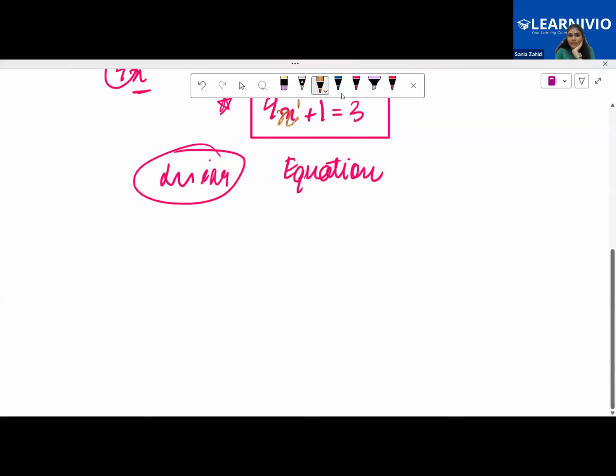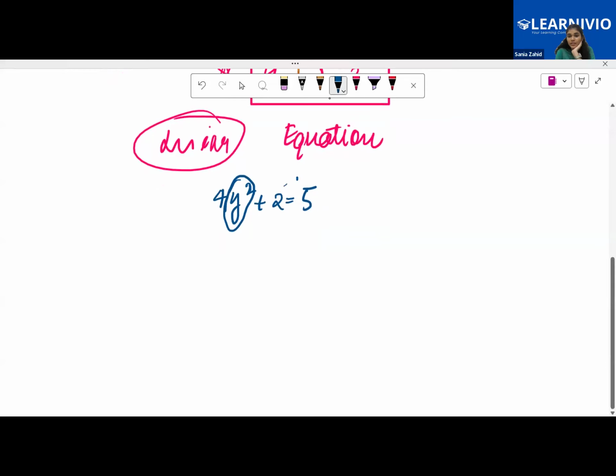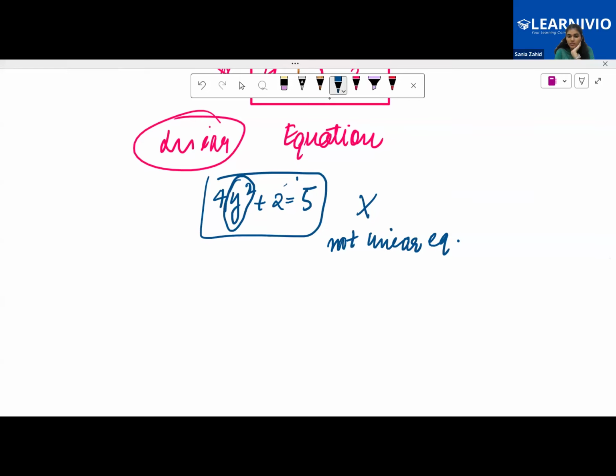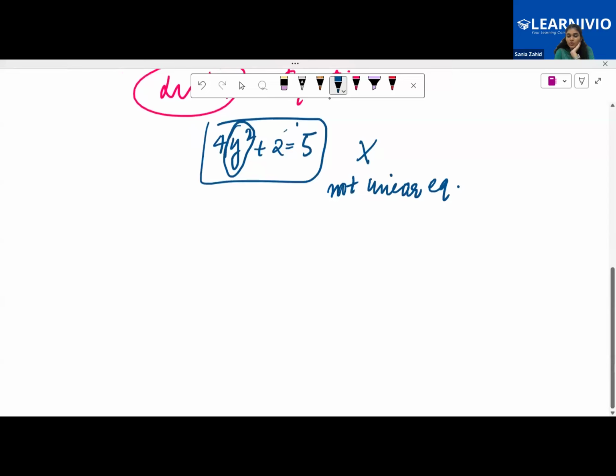Now, if I write another equation, 4y square plus 2 is 5. What is the variable? Y square is the variable. What is the power of y? The power of y is 2, which is more than 1. So is this a linear equation? No, not a linear equation. Why? Because linear equations are those equations where the highest power of the variable is 1. Okay? You understand it?